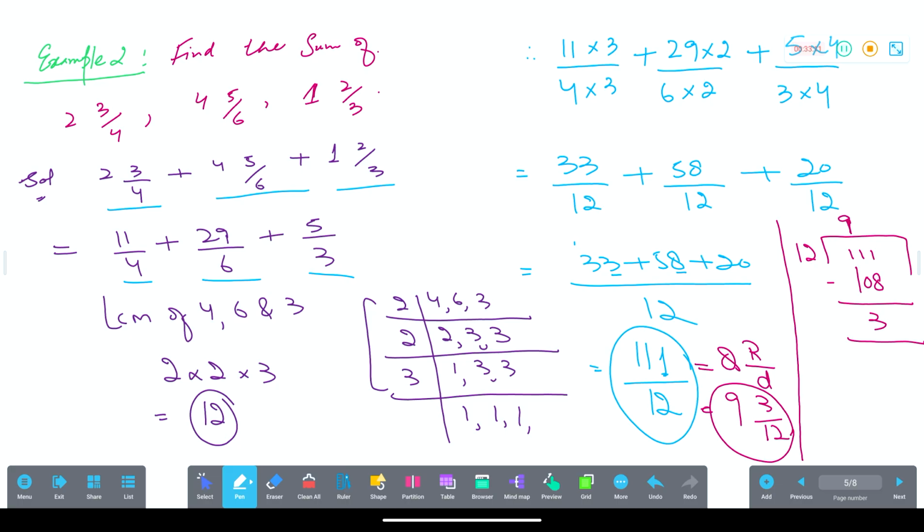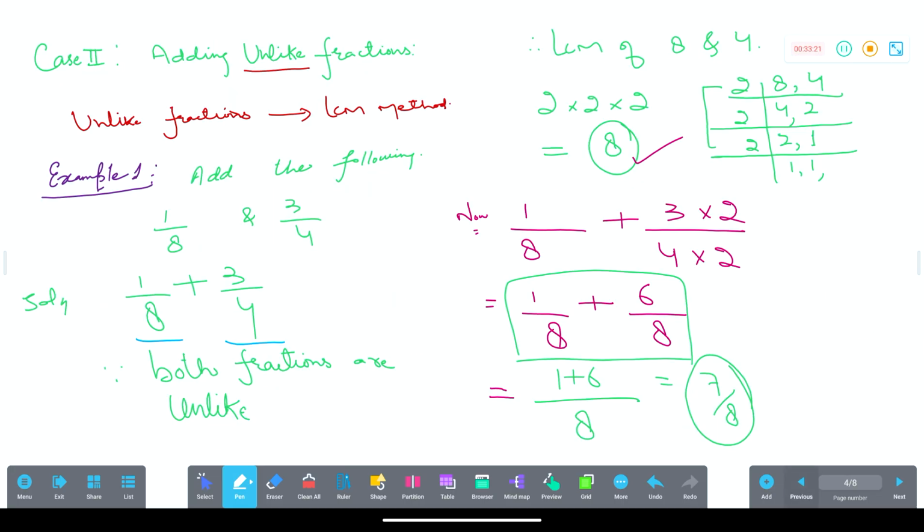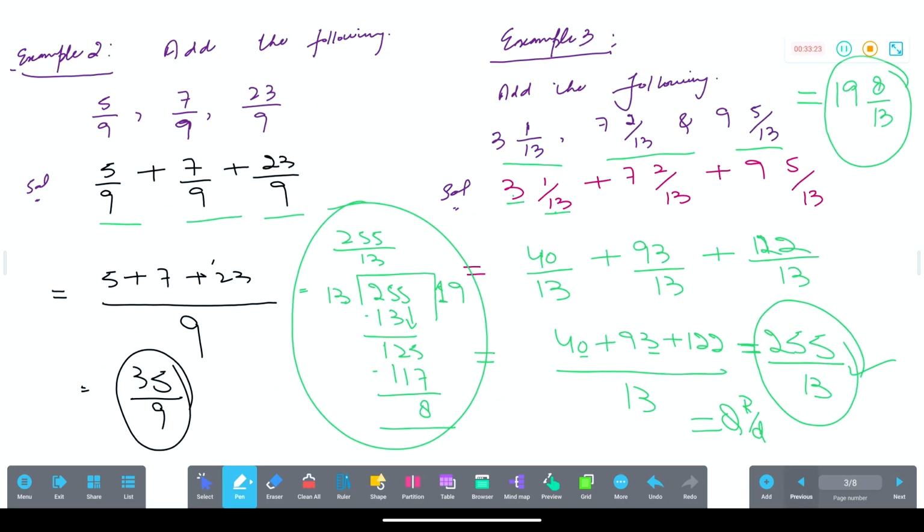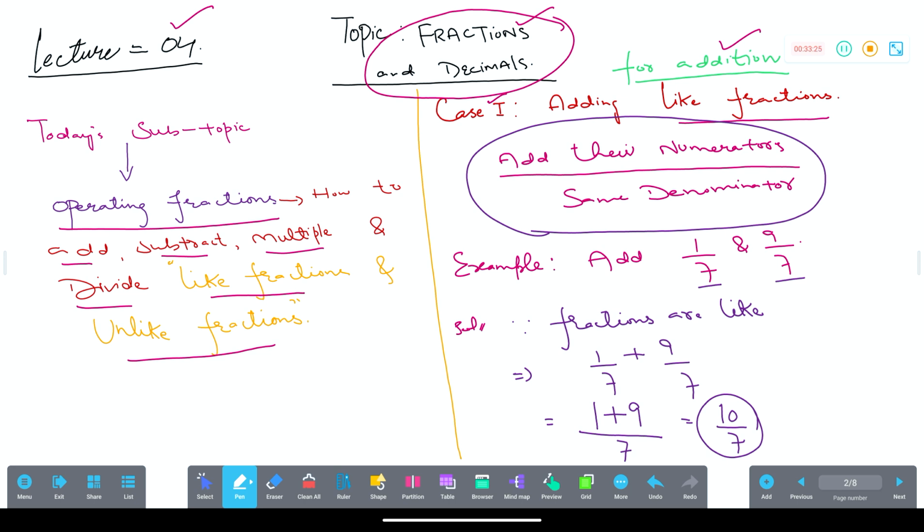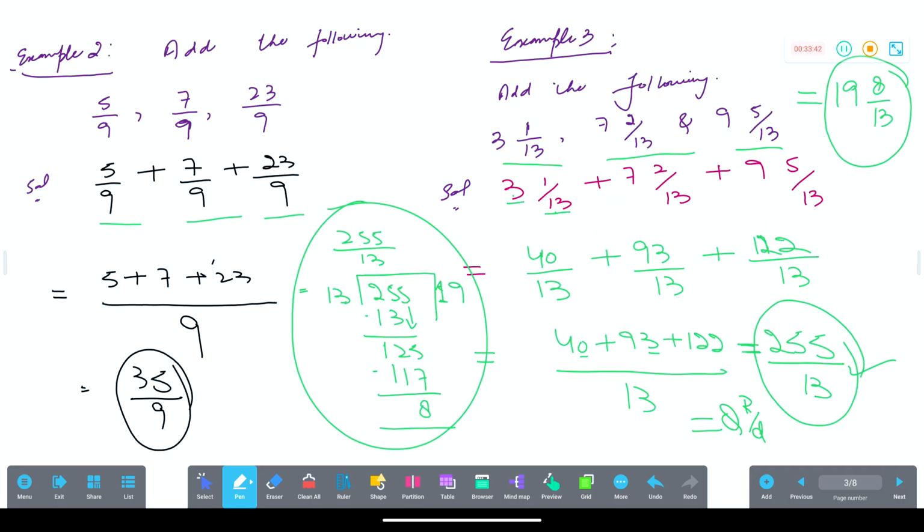So now we will come to the second operation, that is subtraction. Let me first revise things a bit, what we have done today. In lecture number 4, we started case first for addition, adding like fractions, where we add their numerators divided by the same denominator. I have taken this example of like fractions, added the numerators and kept the denominator the same. Then the second slide includes the second example of like fractions, and the third example of like fractions where I have taken mixed fractions.